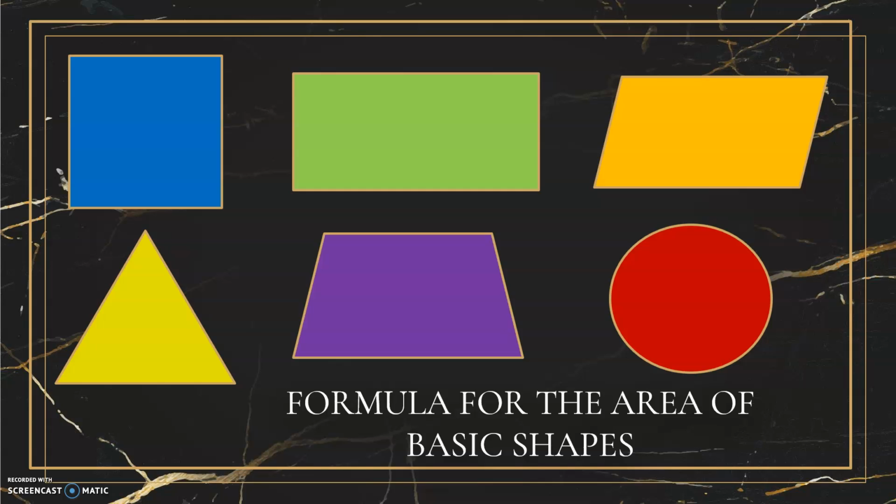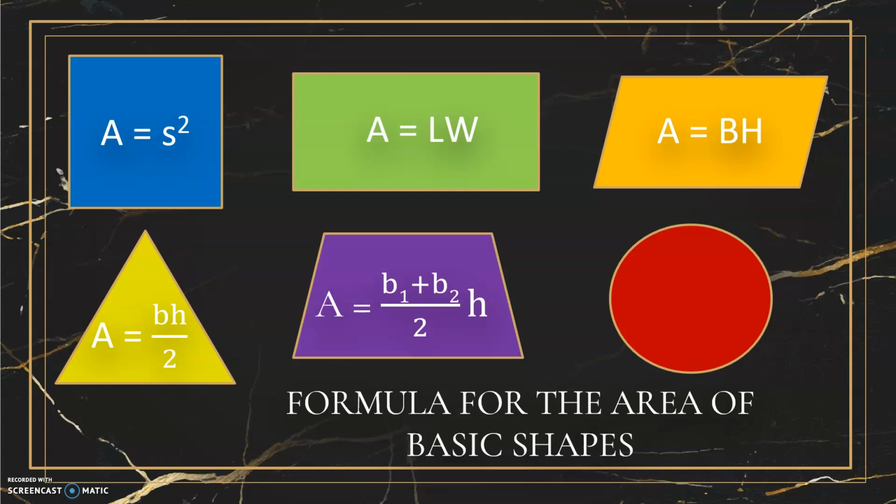So let's have a short recall of the formulas for finding the area of these basic shapes. For the square, we have s squared, or side times side. For rectangle, we have length times width. For parallelogram, that is base times height. And for the triangle, we have base times height divided by 2. For the trapezoid, we have base 1 plus base 2 divided by 2 times height. And finally, for the circle, that is pi r squared.